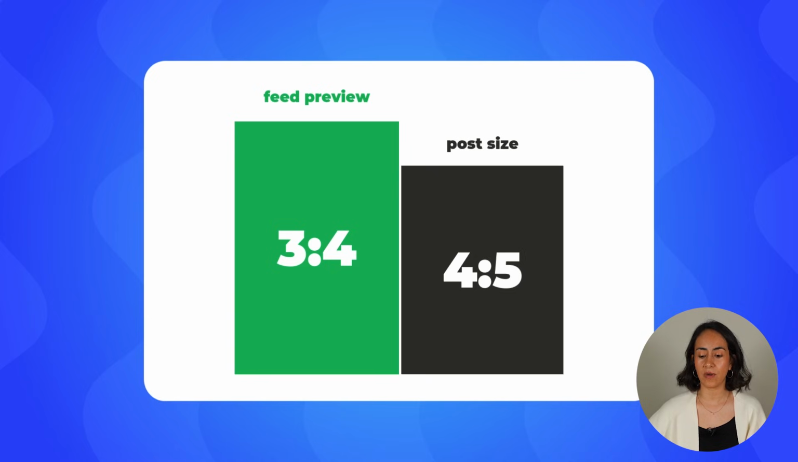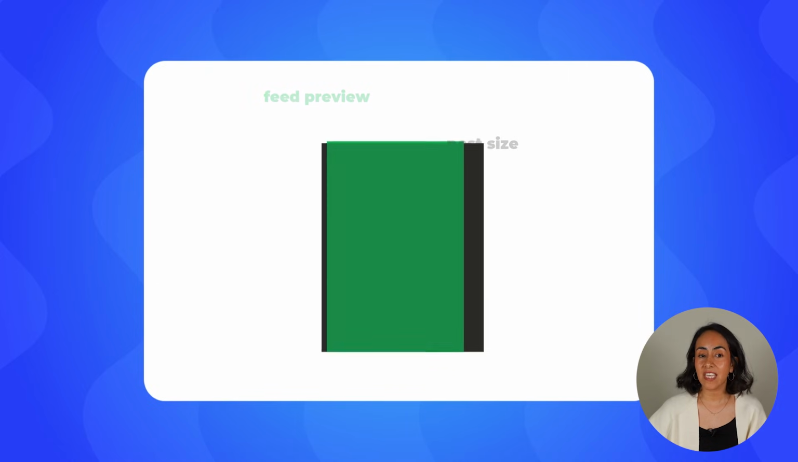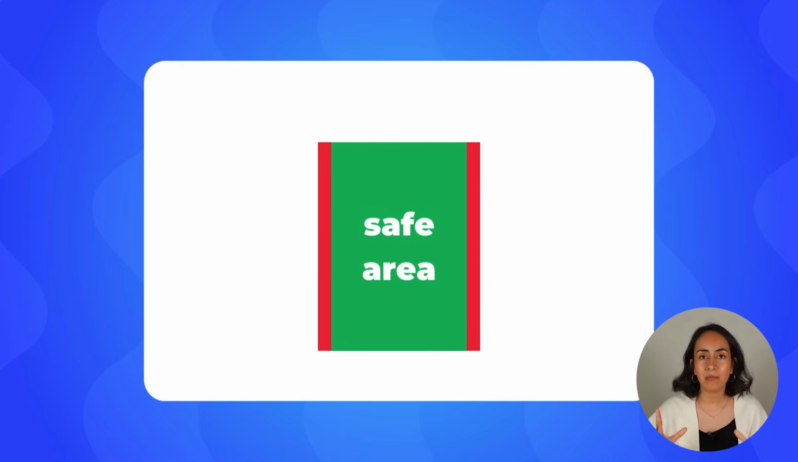It is 3:4, and that means that when you are designing, you need to have this feed preview into consideration, and that means that we have a safe area in which we are going to contain all the important information, all the text, and everything that you want to be visible on the feed. And this is why guides are going to be your best friend while designing your puzzle.